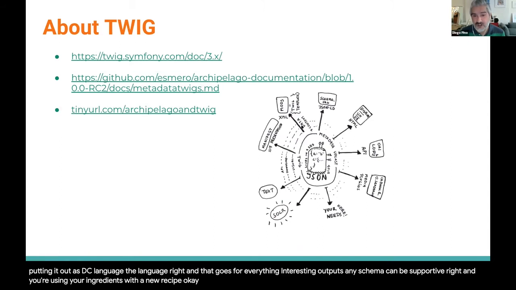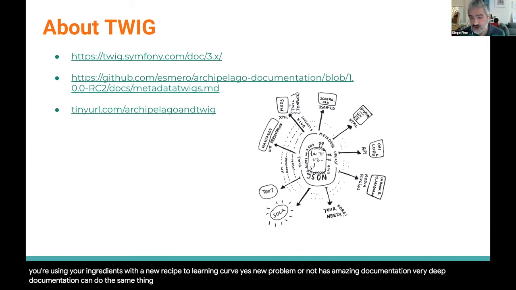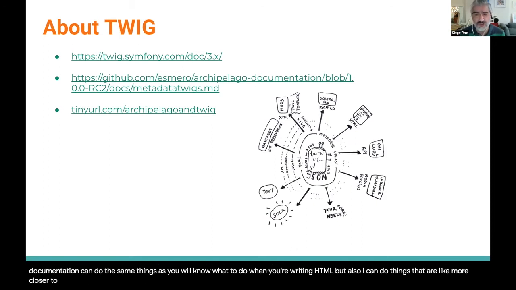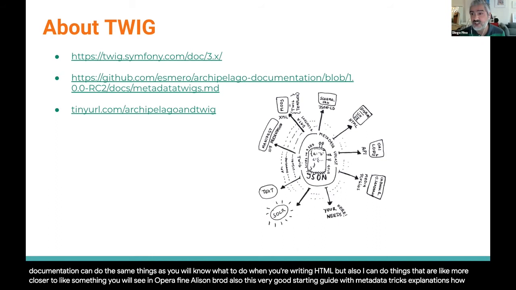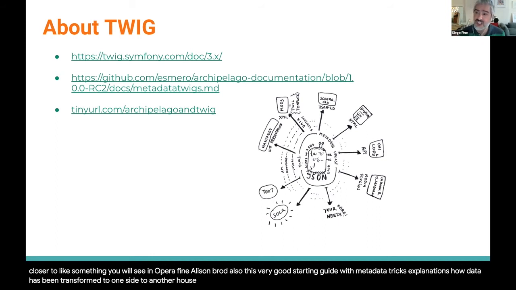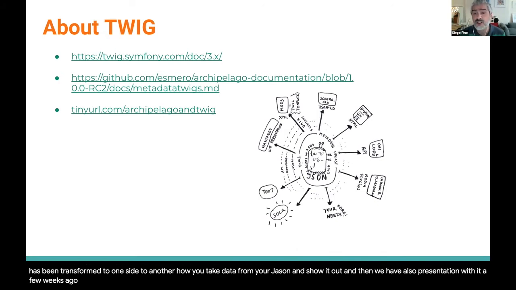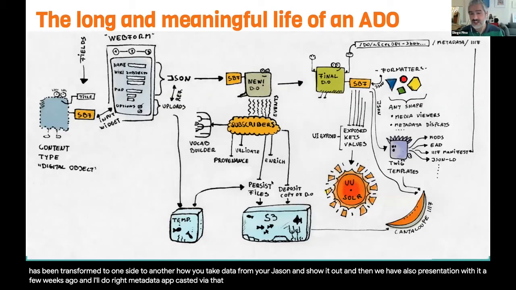Learning curve, yes. New, probably, or not. Twig has amazing documentation, very deep documentation, can do the same things as you will normally do when you're writing HTML, but also can do things that are closer to something you will see in OpenRefine. Allison also wrote this very good starting guide with metadata tweaks, explanations, how data is being transformed from one side to another, how you take data from your JSON and show it out. And then we also have a presentation we did a few weeks ago and another doodle, right? And that's all.